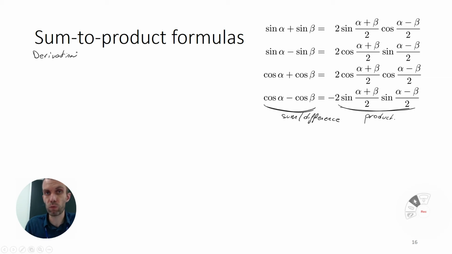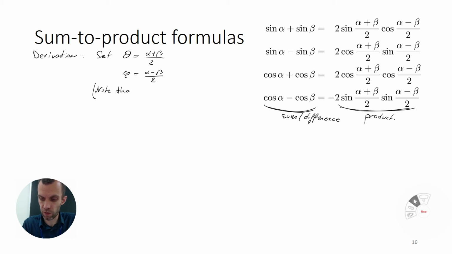So we'll again derive one of the formulas together, and I'll let you do the other ones by yourself if you want to. So what we'll do is we'll introduce two new angles. Set theta equal to alpha plus beta over 2 and phi equal to alpha minus beta over 2. And so note, between parentheses, note that theta plus phi is alpha and theta minus phi is beta. I'm going to use that.